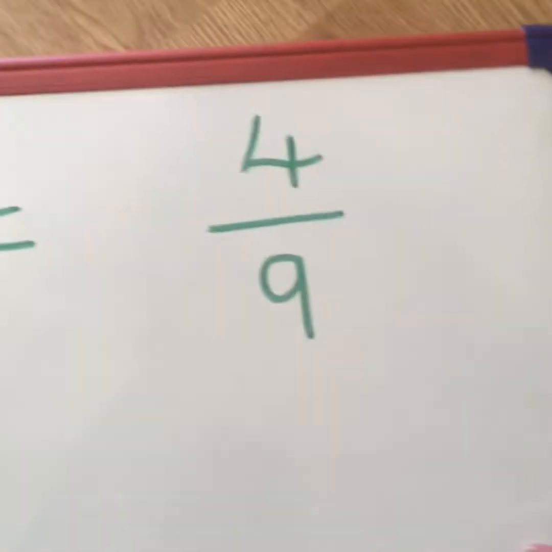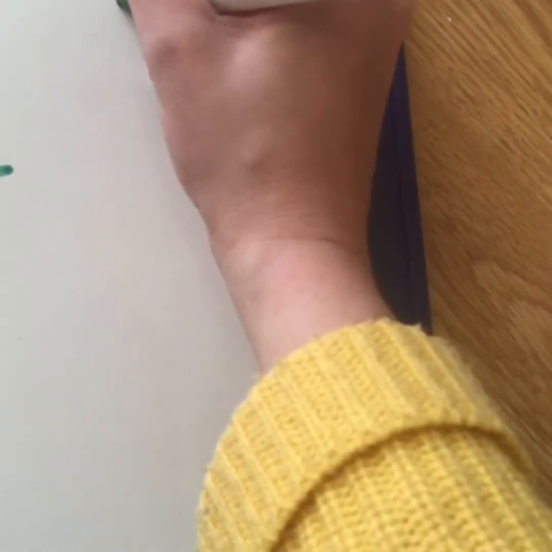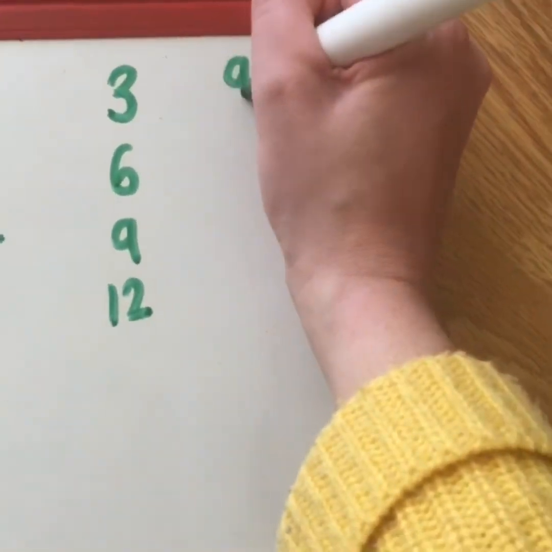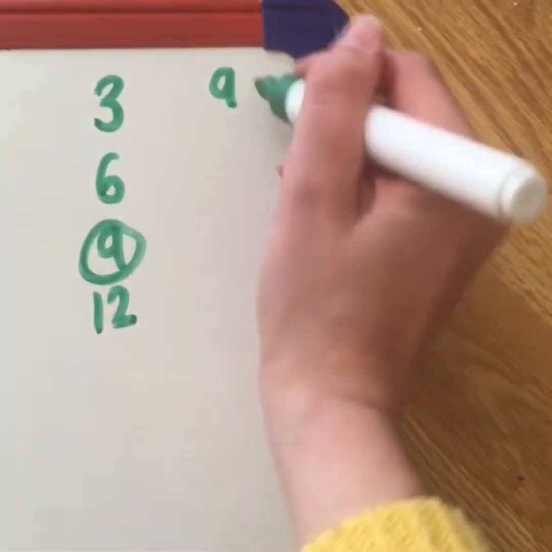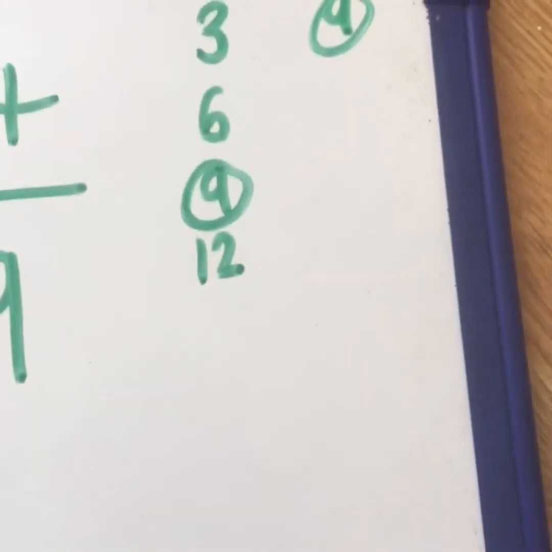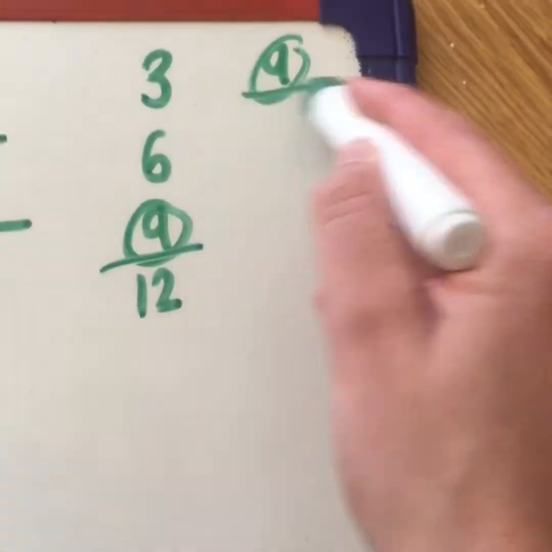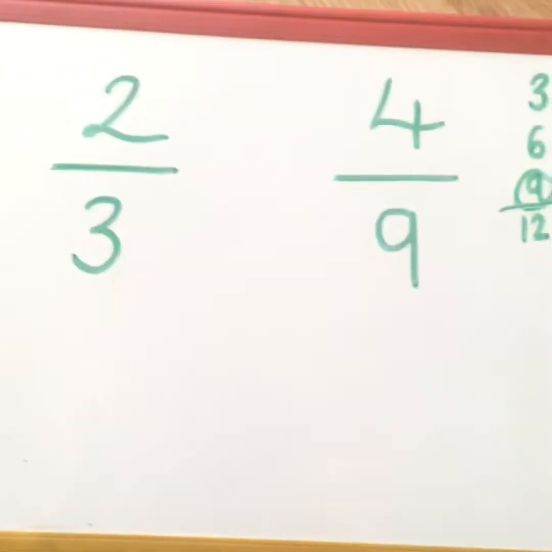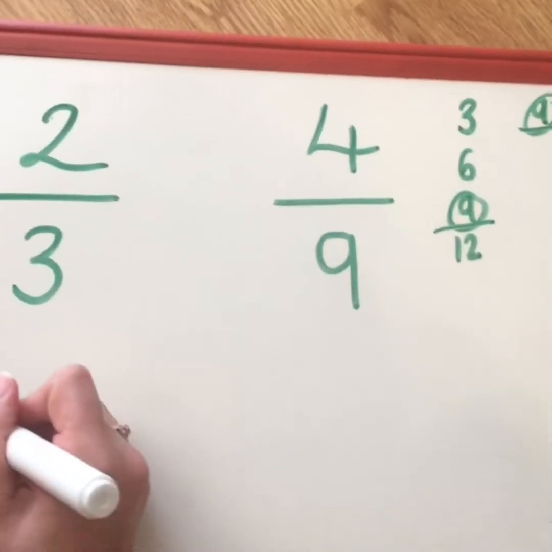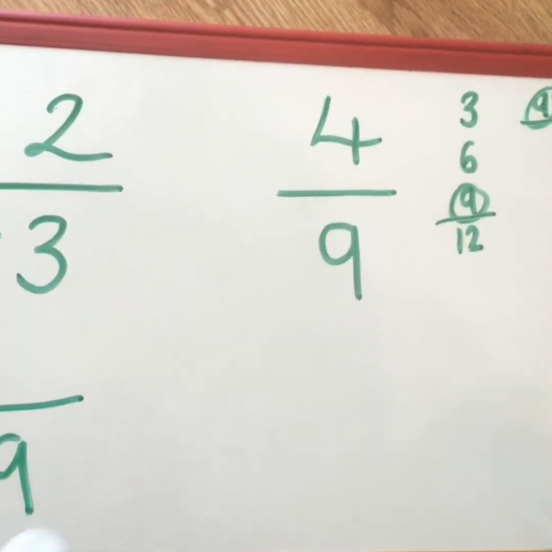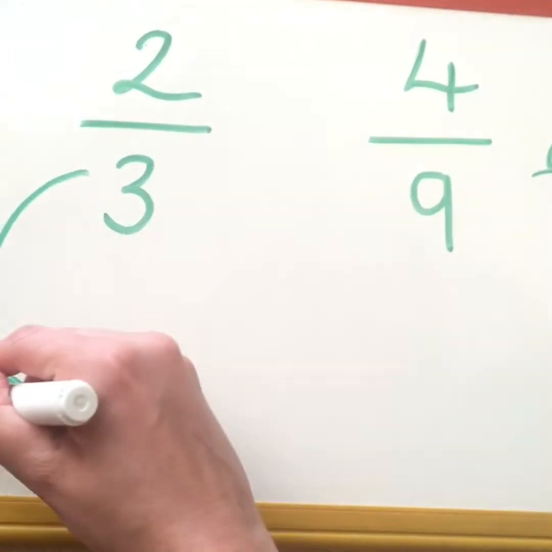So to do this, I'm going to write the times tables down the side. So I've got 3, 6, 9, 12. Oh, I don't need to go any further because I've found a multiple that is common. 9 is in both times tables, so I can turn both of these fractions into ninths. So what have I timesed 3 by to get to 9? 3, 6, 9. I've timesed it by 3.